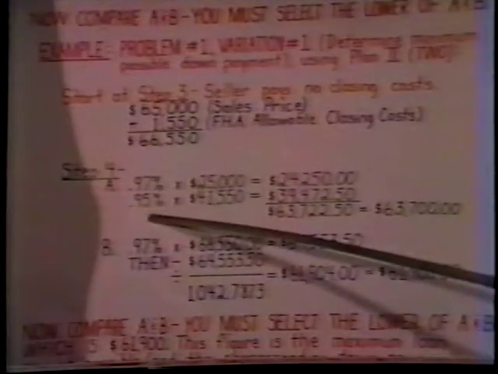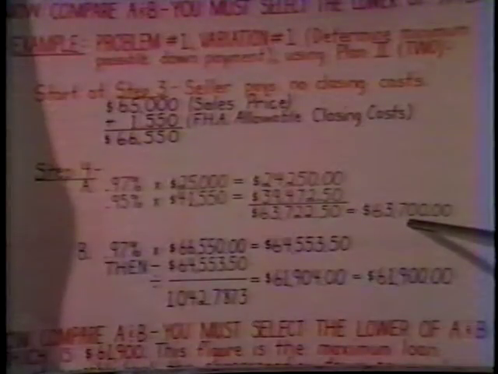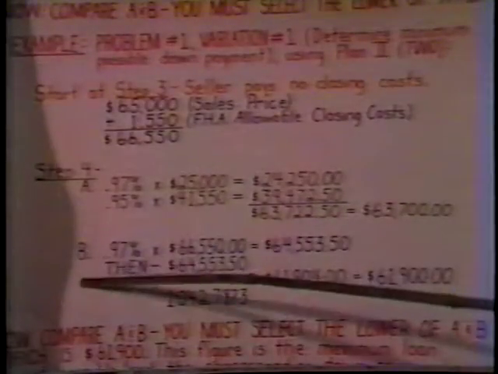Find out what your acquisition cost. In this case, we have a $65,000 sales price. If you were to look up the allowable closing cost figure, it would come to $1,550. Acquisition cost becomes $66,550. Anybody have any problems with that? Then it said in step A, it said work it out as a 203. So we would take 97%, 25,000. We would take 95% of the remainder. What is the remainder, Ann? The difference between acquisition cost and 25,000, right? Add them up. We round up or down? Down, okay.